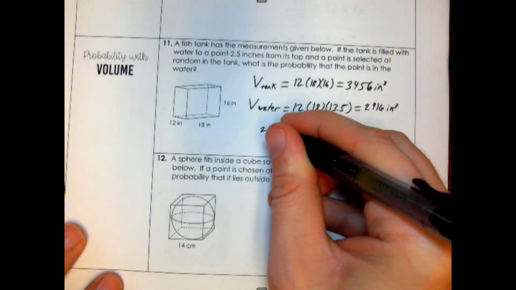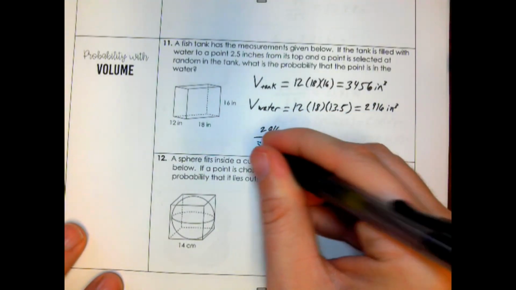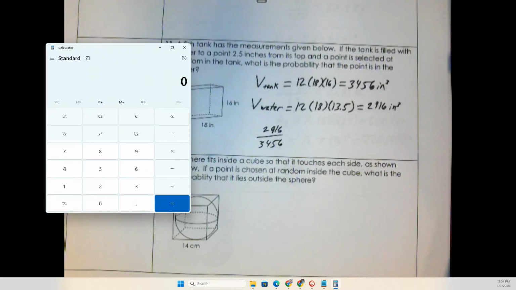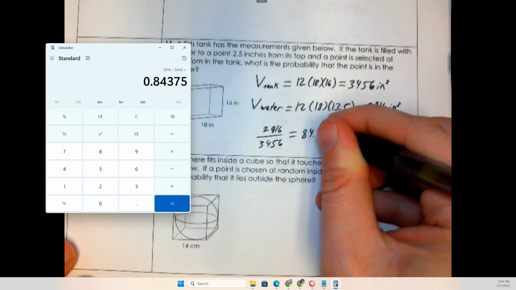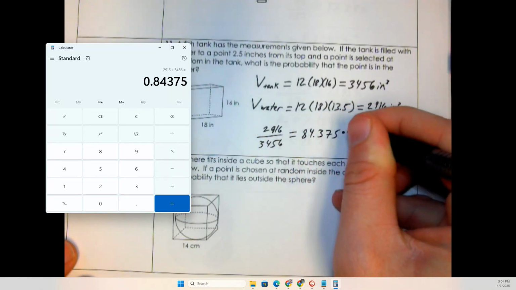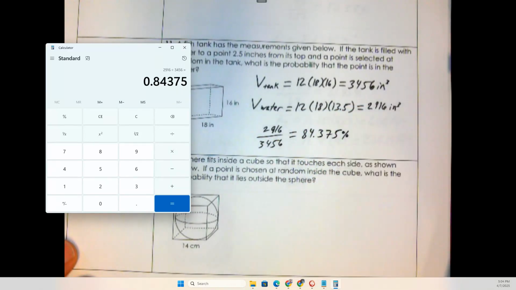So the probability that a randomly chosen point will be in the water, that's my favorable outcome, is 2,916 out of the total volume of 3,456. So 2,916 divided by 3,456. If I move the decimal over twice, that gets me 84.375%. So almost 85% chance.